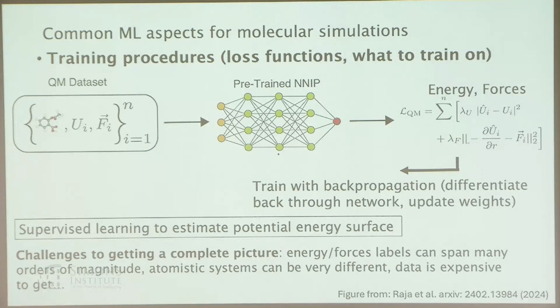So finally, coming back to this idea of training procedures. Like I mentioned, supervised learning is the most common way that you would estimate this potential energy surface. So you could have your favorite quantum mechanical data set, you train it with your favorite neural network potential, you take a loss function on energies and forces, and of course you train with backprop. And the goal is that hopefully you have a really good proxy of the potential energy surface, so you can then use it in downstream MD simulations.